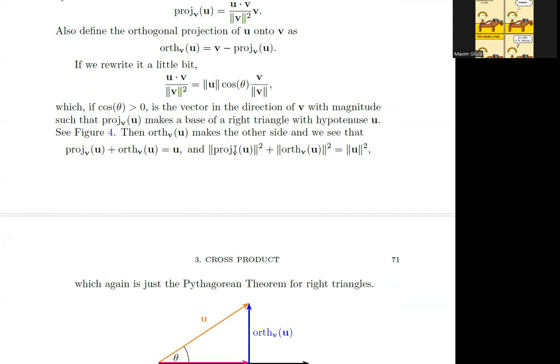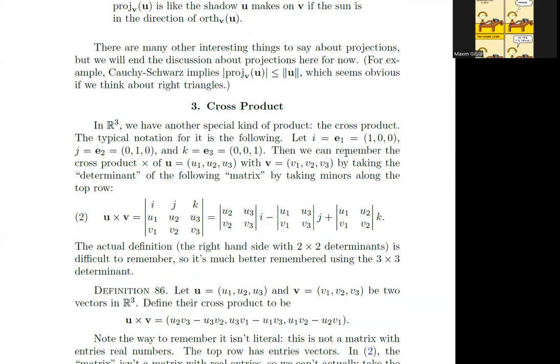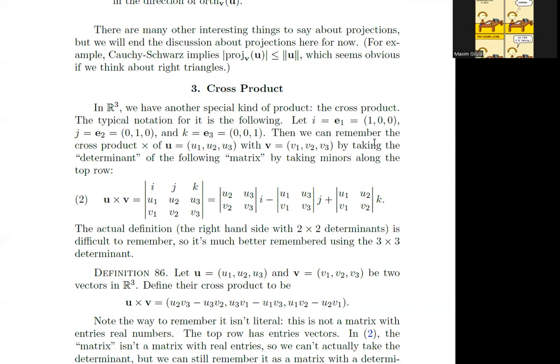So that's a typo. And then we have another kind of Pythagorean theorem where the base squared plus the side squared equals the hypotenuse squared. Okay, so that's pretty much it for dot product.